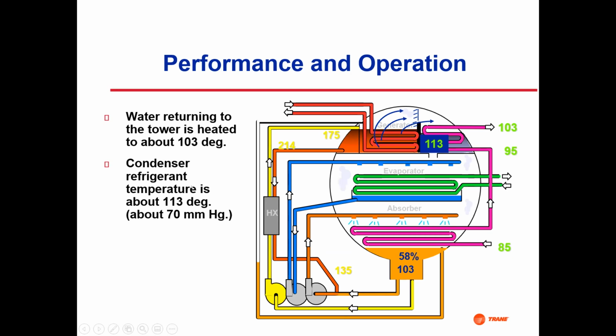Condenser refrigerant temperature is about 113 degrees, which is the saturation temperature at about 70 millimeters of mercury, which was, what, 1.35 psi. So that's what's going on up here.